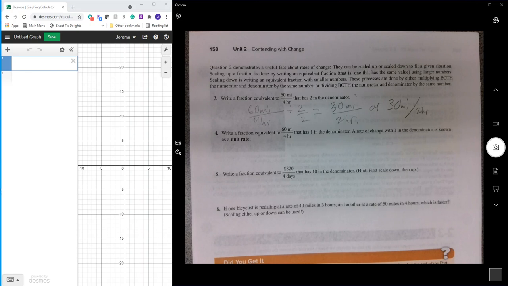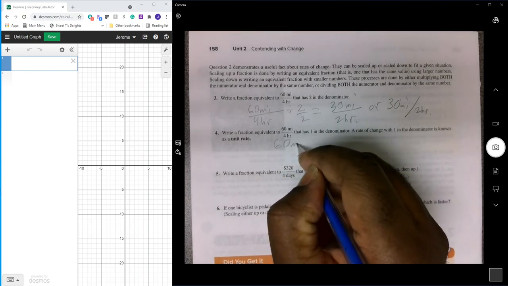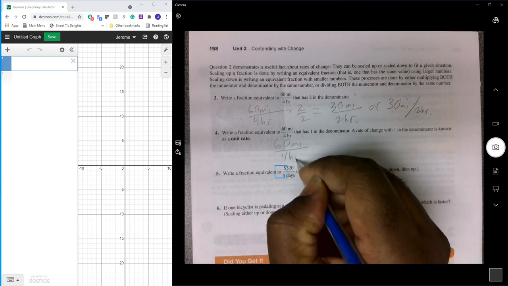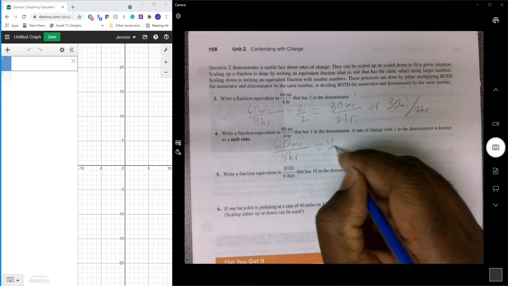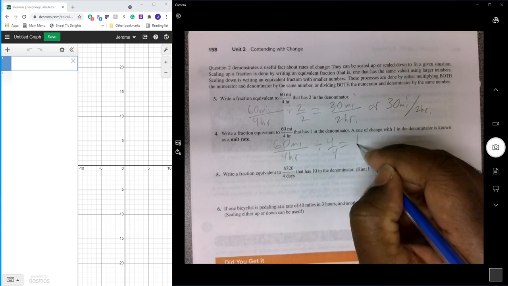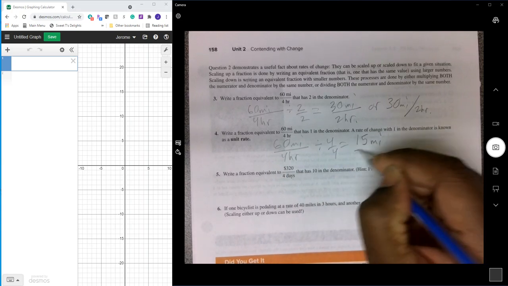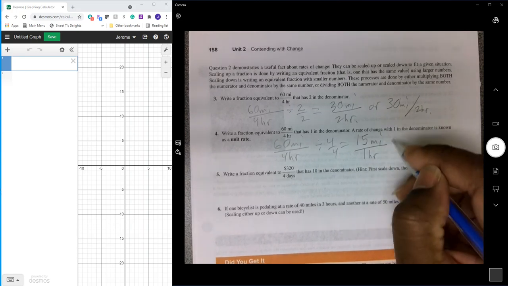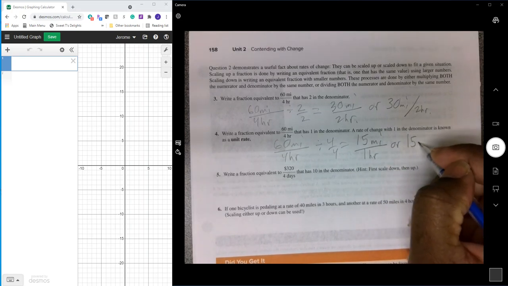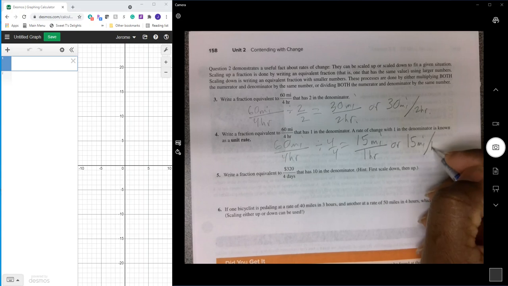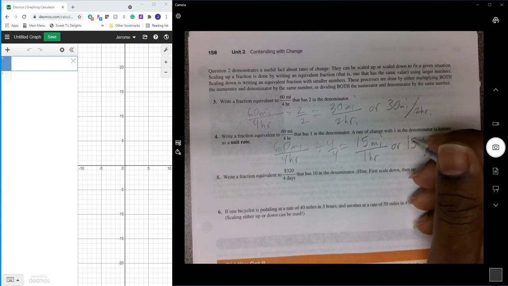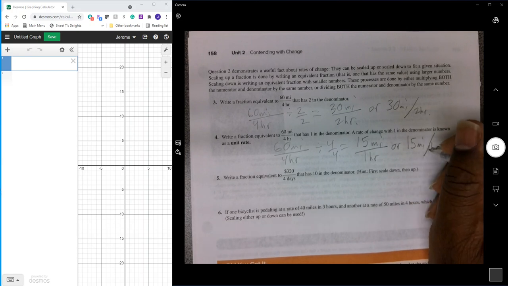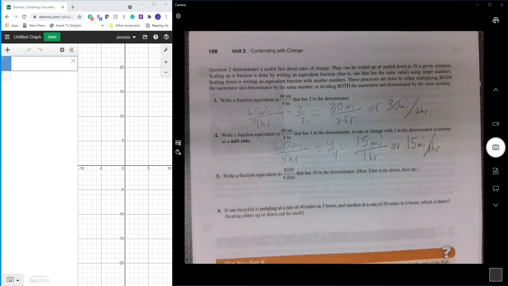Okay, number four, it says write a fraction equivalent to 60 miles over 4 hours that has one in the denominator. Okay, so 60 miles over 4 hours. To get one in our denominator, we divide both by 4, and that will give us 15 miles for 1 hour, or we could write 15 miles per hour here. Well, actually, we still should write the 1. So it's per 1 hour.